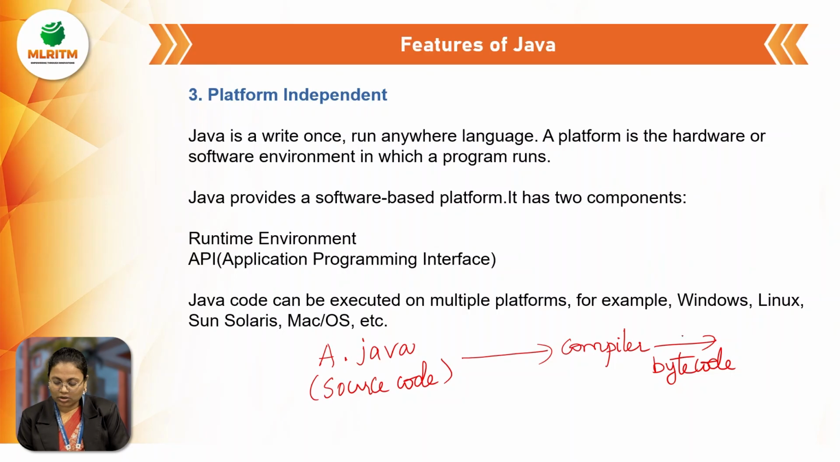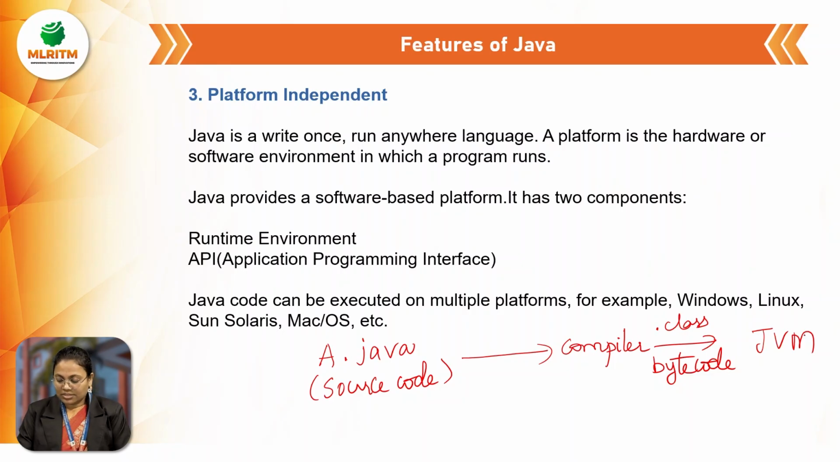This bytecode we can also call a .class file. The .class file is generated by the compiler. Whatever code is present inside this .class file, we call it bytecode. And this bytecode will be given to the JVM. So the JVM will execute the bytecode of that Java program, right?